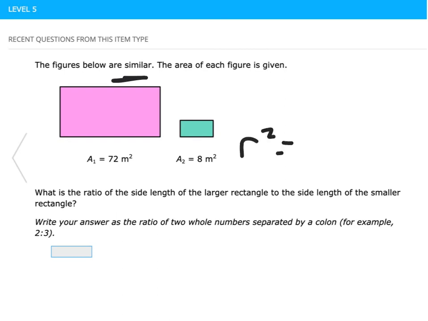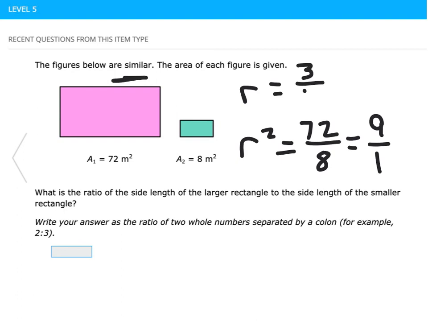We can get r squared is 72 over 8, which that fraction will just reduce to 9 over 1. So we can work backwards and say if r squared is 9 over 1, the square root of that is 3 over 1, or a ratio of 3 to 1.